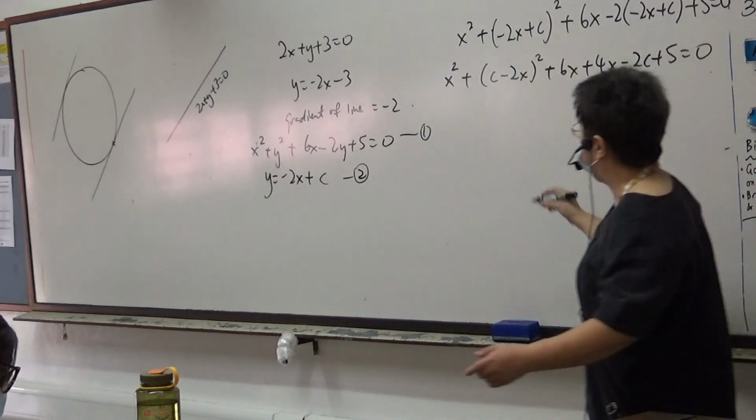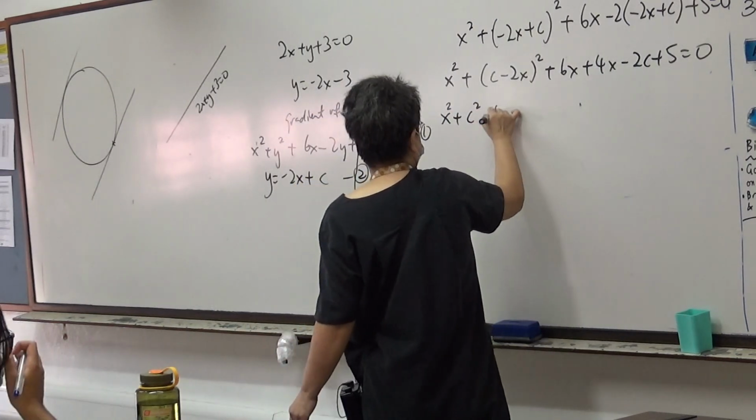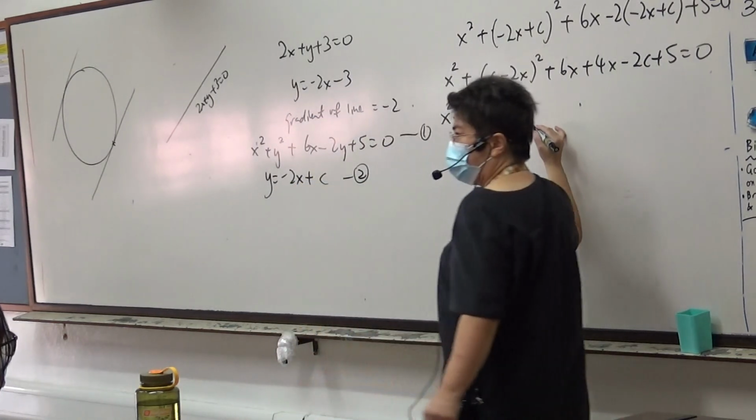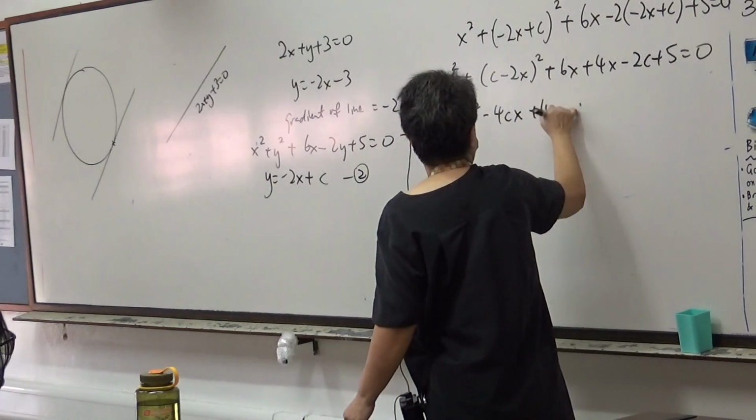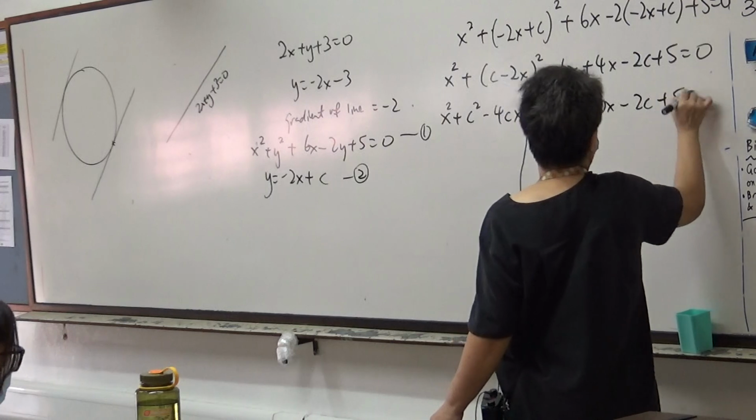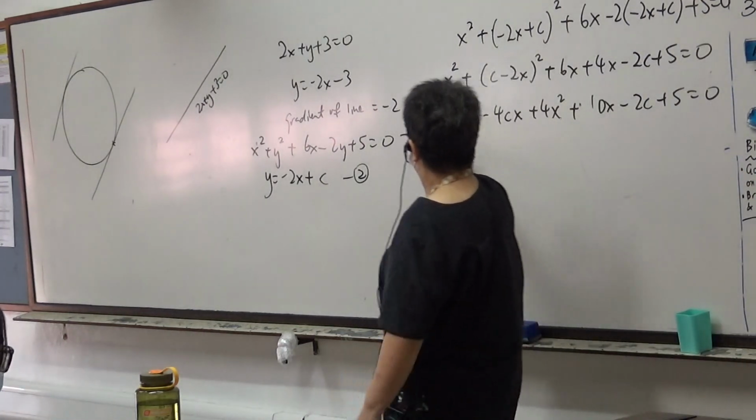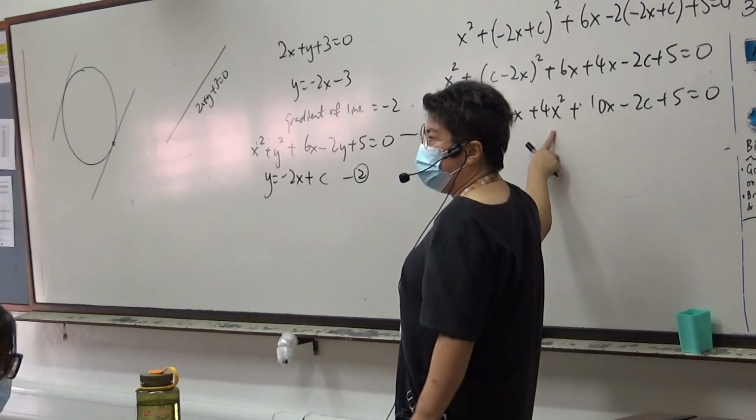Correct now. I'm going to expand now. x squared plus 4cx, right? Plus 4x squared plus this is 10x minus 2c plus 5 equals to 0. Not so easy yet. I'm going to do something here. x squared plus 4x squared, what does it give you?